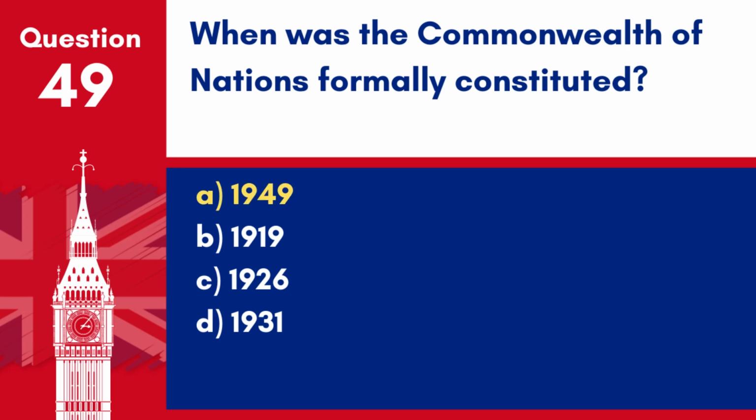Answer A. 1949. The Commonwealth of Nations was formally constituted in 1949, following the London Declaration that recognised the independence of the member countries but shared a common allegiance to the British Crown.